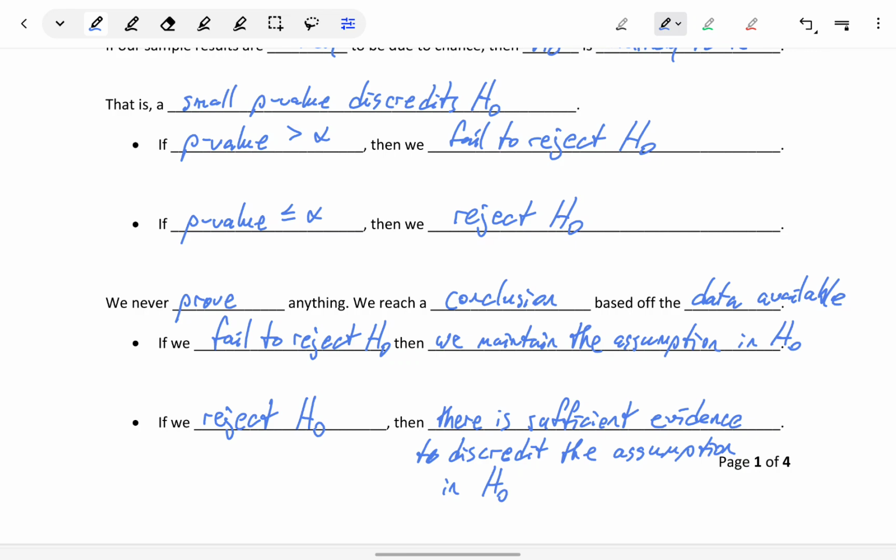Again, it's a lot of somewhat complicated, wordy language to get at the idea that we're not proving anything. We're just reaching a conclusion based off the data that we have. The data makes the null hypothesis unlikely to be true, or the sample evidence that we have doesn't really do enough to refute it.